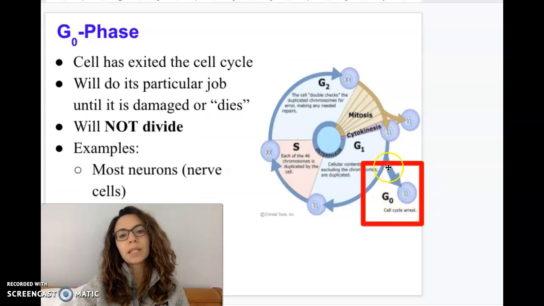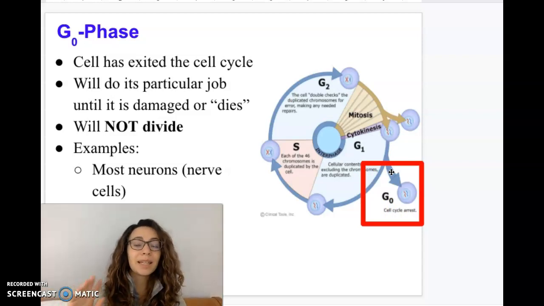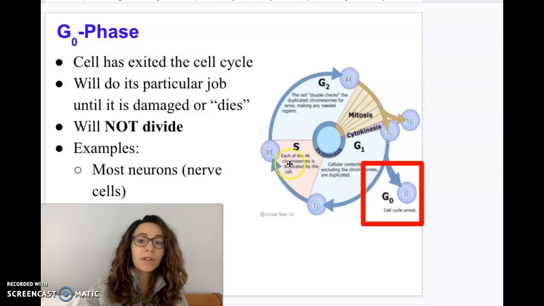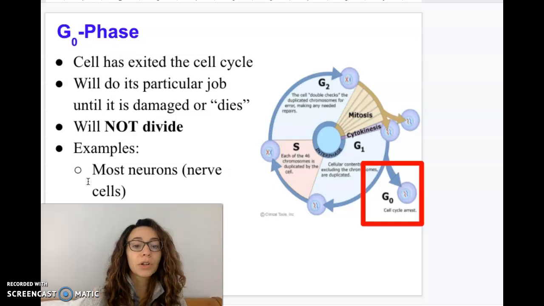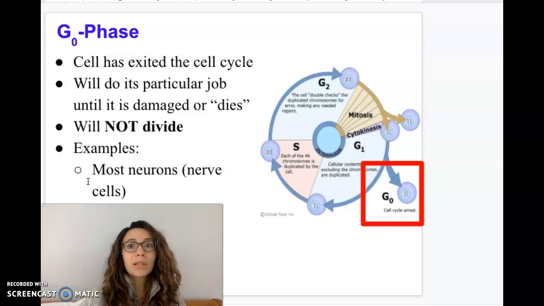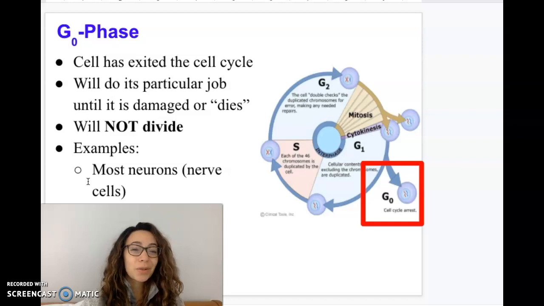G0 is just kind of when a cell has exited the cell cycle. So it's only doing its job and it never divides. This is like an adult that never reproduces. So it doesn't divide. It's never going to synthesize its DNA and go through mitosis. It just does its regular job until it dies. Some examples would be neurons, right? Our nerve cells don't really regenerate. That's why if someone's paralyzed or has brain damage, a lot of times that really isn't all that reversible because those cells don't divide. So we need to take special care of those cells.